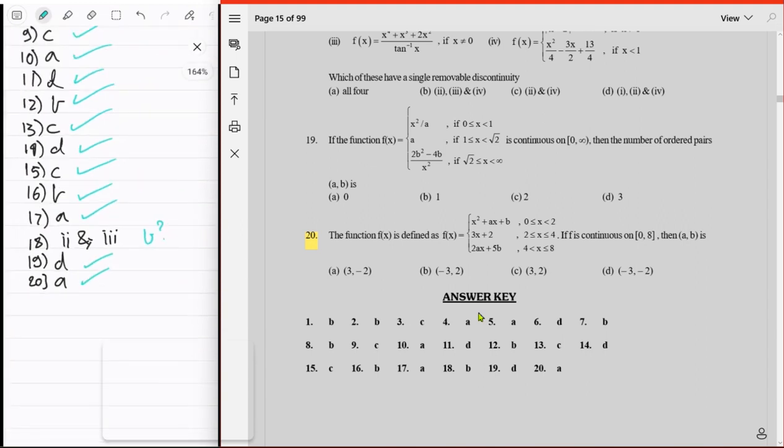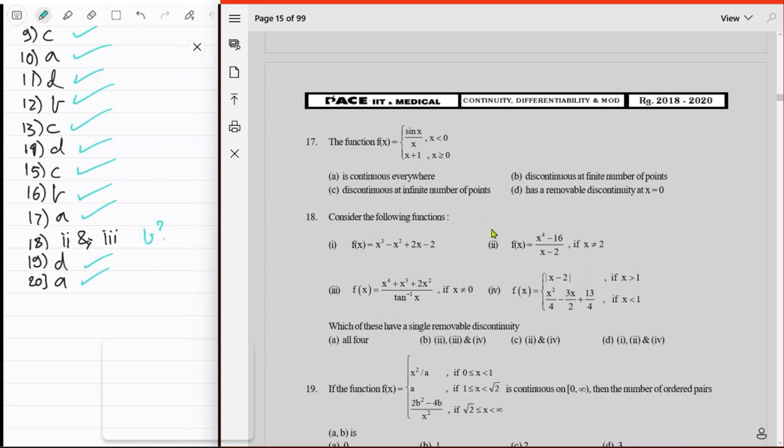So 18 should be b, which is 2, 3, and 4. These have removable discontinuities. A single removable discontinuity. What about this guy? It doesn't. Yeah, this doesn't make any sense. N x equal to 1, it's just 1. I mean, this is 1, right?